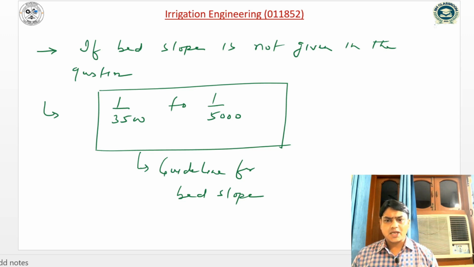Then we have to find the actual mean velocity. If this actual mean velocity is equal to the critical mean velocity, then our design is okay, and whatever trial depth we have taken will be provided. If the actual velocity is not equal to the critical velocity, then we have to alter the depth, take another trial depth, and the same procedure is repeated until the actual velocity is equal to the critical velocity.